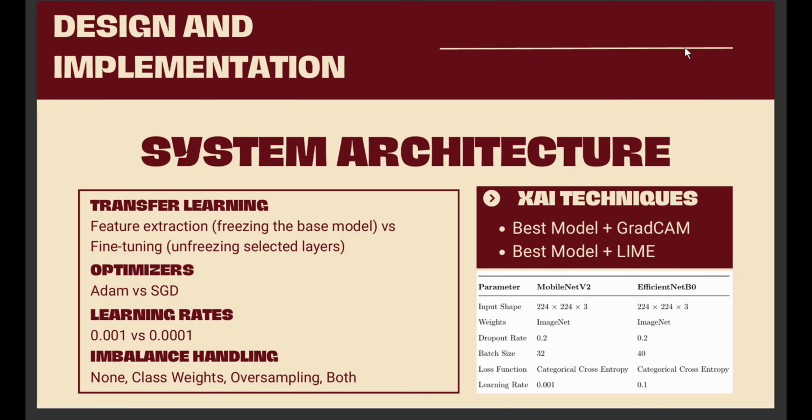So this system explores multiple configurations. First, in transfer learning, we have feature extraction, which is freezing the base model, versus fine-tuning, which is unfreezing selected layers. For optimizers, we have Adam versus SGD. For learning rates, we have 0.001 versus 0.0001. For imbalance handling, we have none, class weights, oversampling, and both. And for the explainable AI, we have Grad-CAM versus LIME. For the parameters of the pre-trained models, we will be using the default parameters.